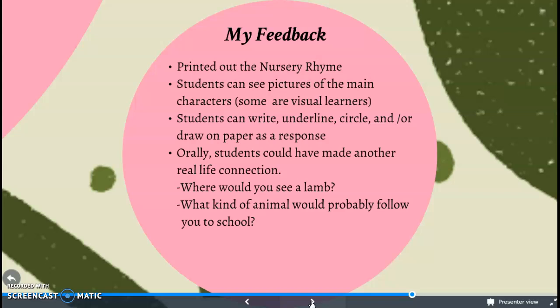And then some of my feedback for the activity is that I would have passed out the actual nursery rhyme. I would have printed out the sheet, because I believe that sometimes students, when they see pictures or words, can also make those connections. If they had seen the pictures, maybe they could have made the connection to the main characters, or to what was really going on in the story. It would have given them a chance to underline, write, circle, or make another connection to real life. And I probably would have asked them, like, what kind of animal would have followed them to school, and where would you find a lamb?